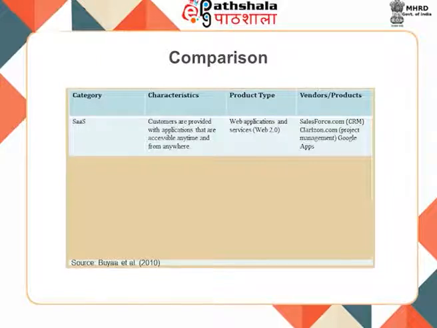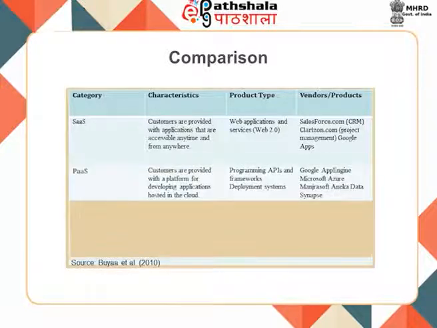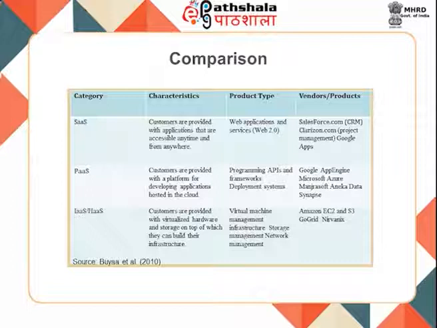So, if we compare, we see that SaaS is characterized by anywhere availability, and there are some vendors which provide it; Salesforce.com and Google Apps are all SaaS. PaaS, where platforms are used from the vendors, and we have Google App Engine and Microsoft Azure as the vendors. And IaaS, where everything is being controlled from the application stack onwards by the user, and Amazon EC2 and S3 are some of the examples.